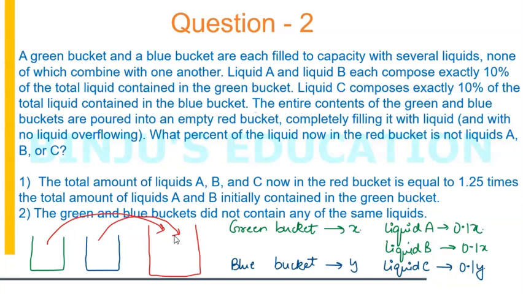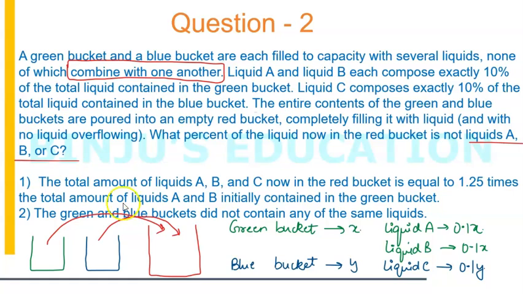Okay, what percent of the liquid now in the red bucket is not liquids A, B or C? So we need to calculate what percent of liquid now filling the red bucket is not liquids A, B or C. Now all the liquids that we have cannot be combined, right? This is also given to us, that the liquids do not combine with each other. So this is what we need to figure out.